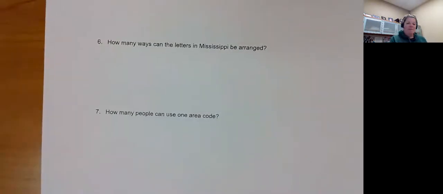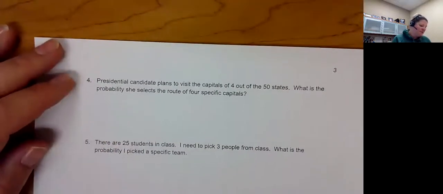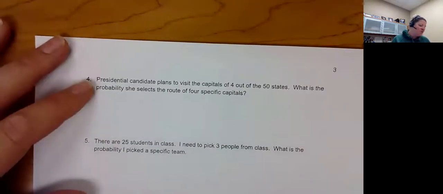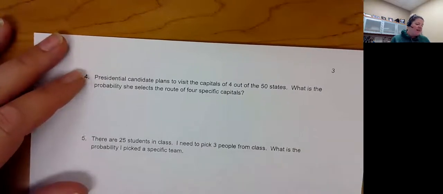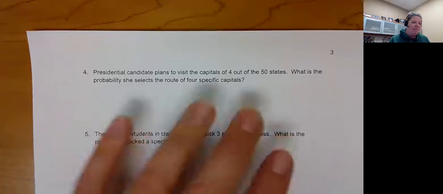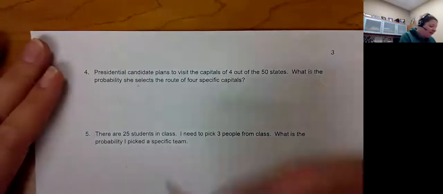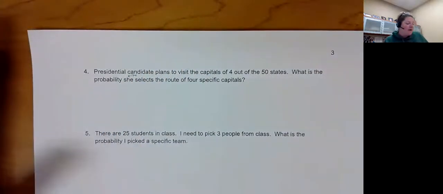I remember that's why I put that one in there. It's because it kind of was a little bit different. So number 4, a presidential candidate plans to visit the capitals of 4 out of 50 states. What is the probability that she, or he, either one, selects the route of 4 specific capitals?